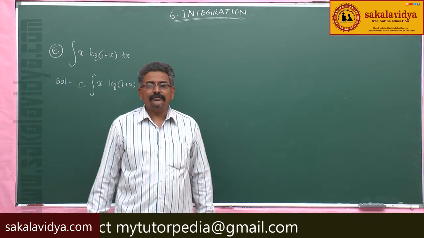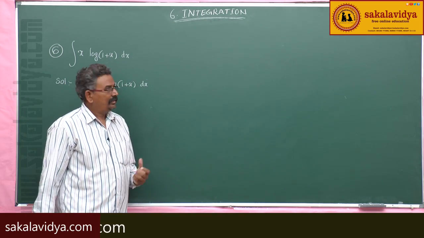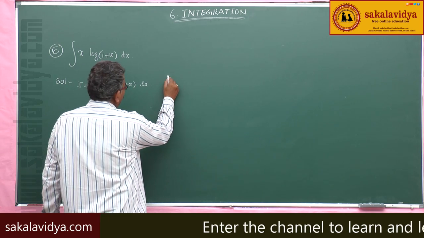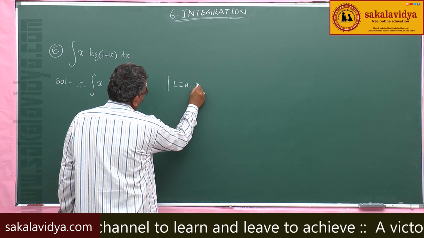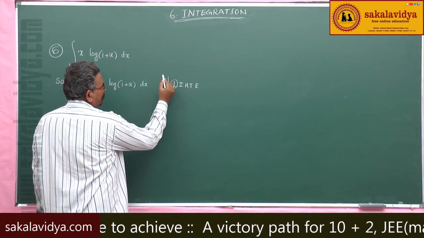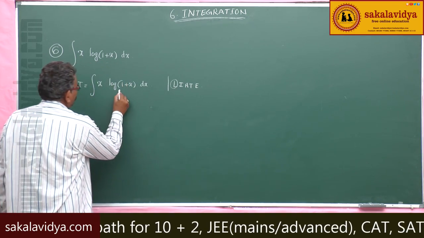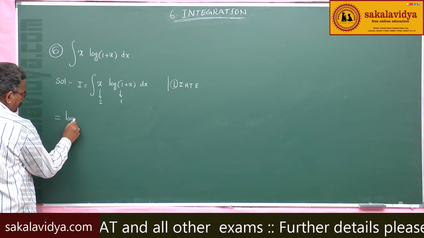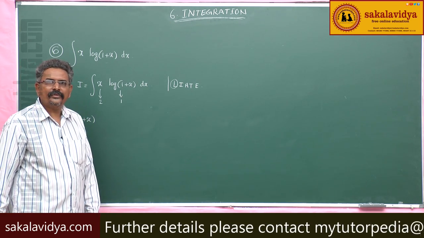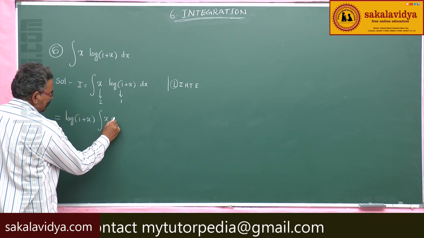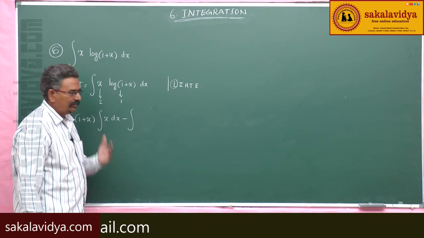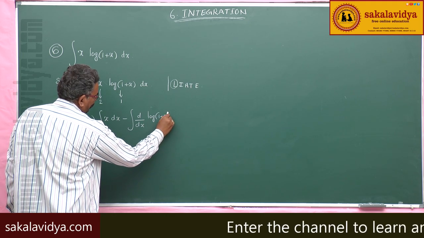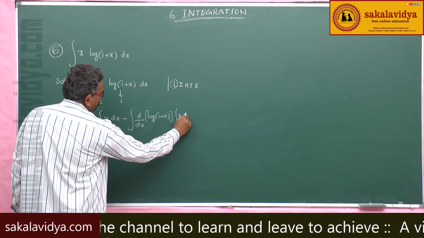Now, it is the product of two functions, x and log of 1 plus x. In this case, how to select the first function and how to select the second function? That question will arise. So, now using the LIATE rule, the logarithmic function is the first function, and the other functions follow the logarithmic functions. So, log of 1 plus x is the first function and x is the second function. Now, integral of the second function, x dx, minus the integral of the derivative of the first function, d by dx of log of 1 plus x, times the integral of x dx, and whole dx.